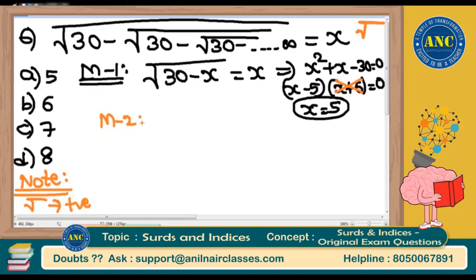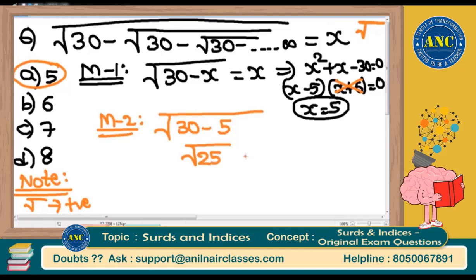Method 2 is by answer options. So this is nothing but square root of 30 minus. If I pick my first option, suppose I will pick 5. Square root of 30 minus 5 is square root of 25. But my assumption is 5. From the first option, is root 25 equal to 5? Yes, it is equal. That should be the answer. That is my method 2.